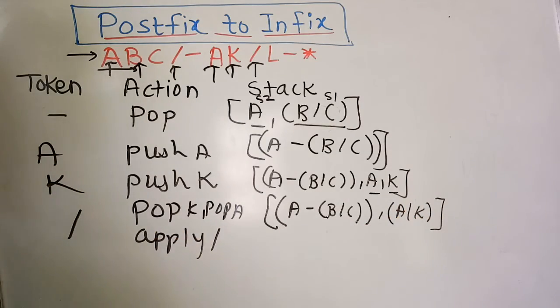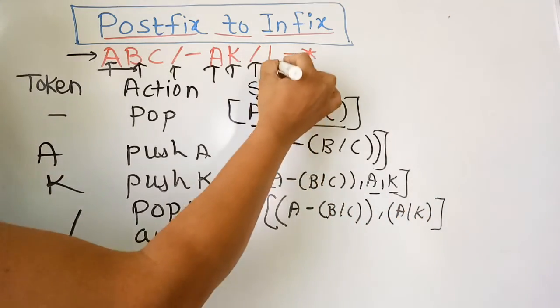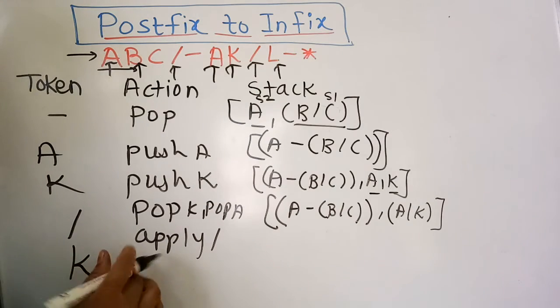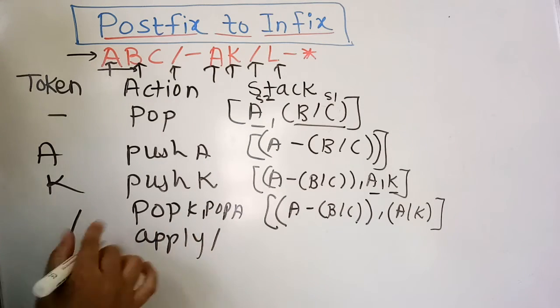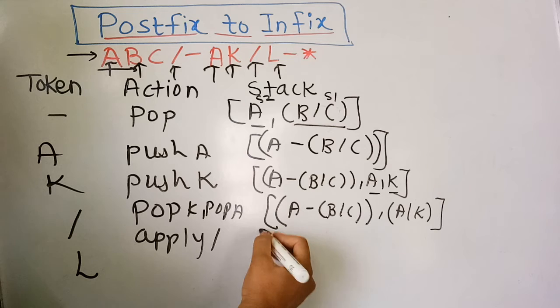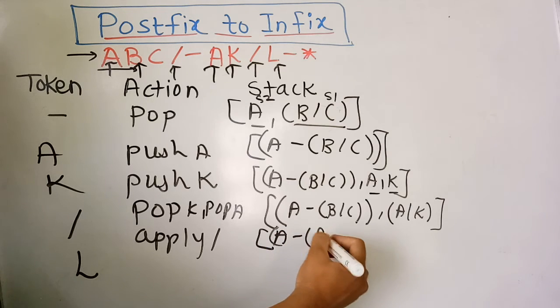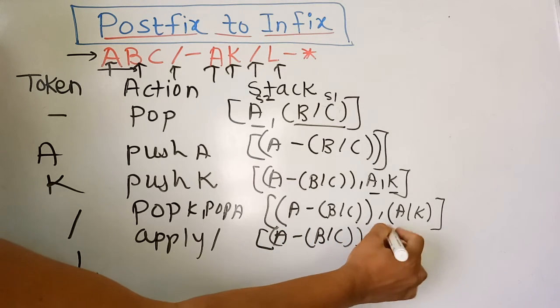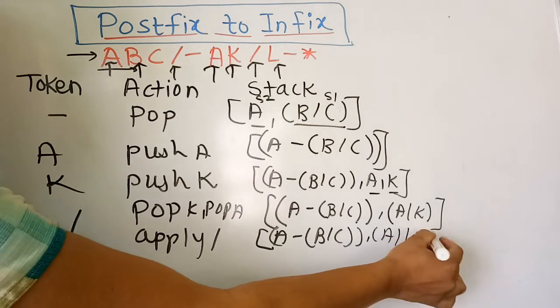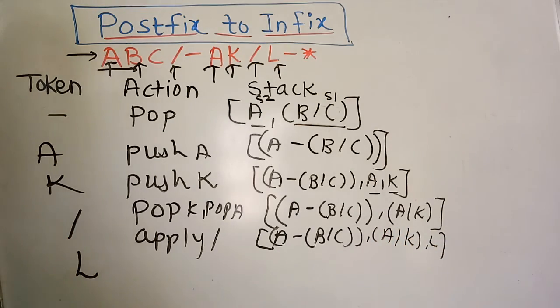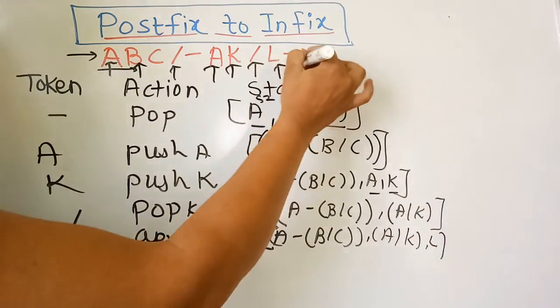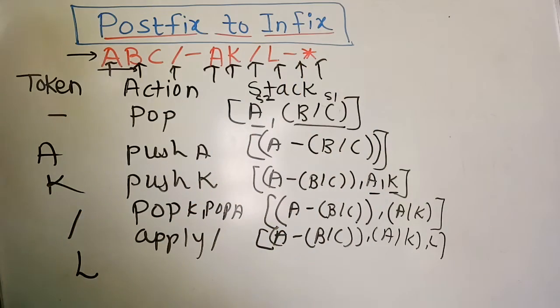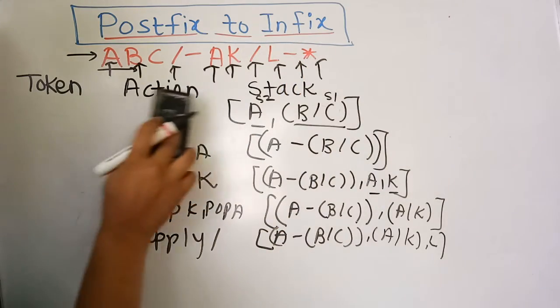So that is the next conversion. The next operand is L. So push it on the stack: A minus B divided by C, A divided by K, comma L. So that is the stack. Now here two operators come in succession, so we will talk about them.